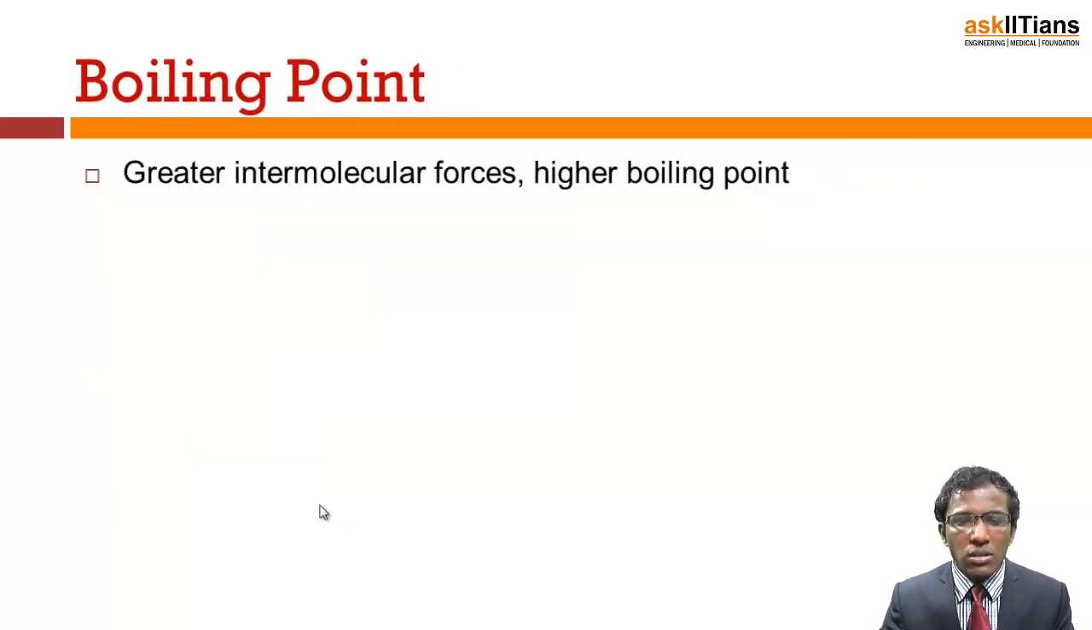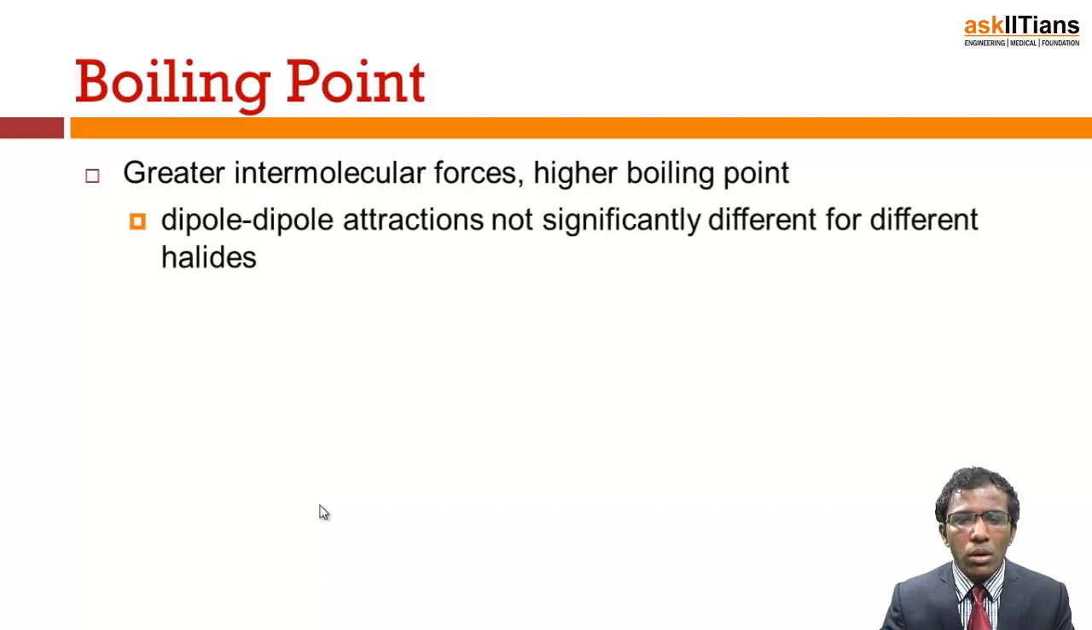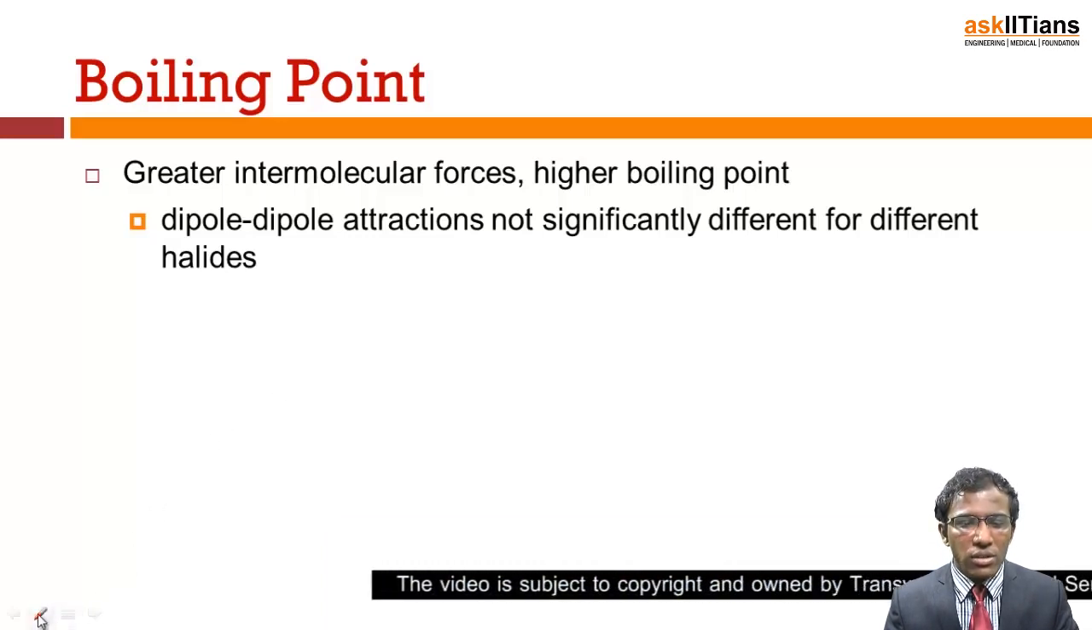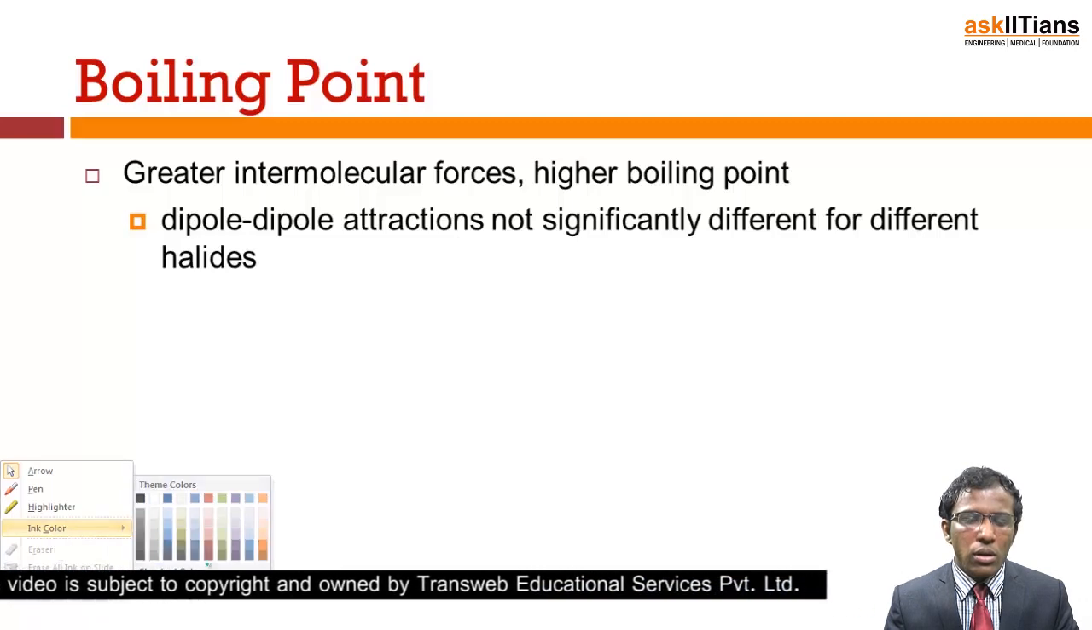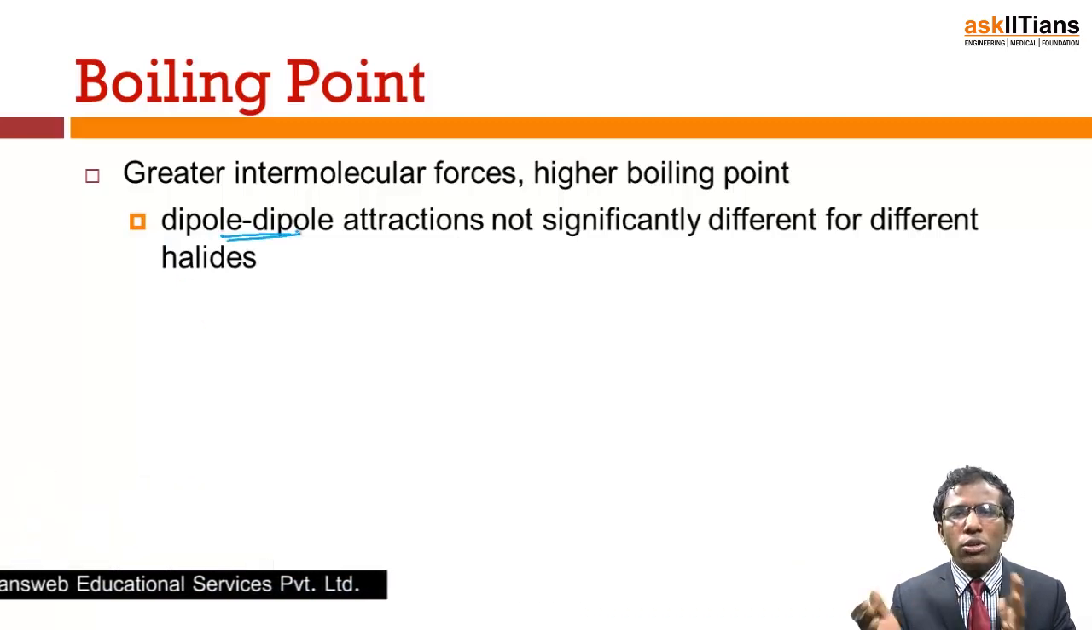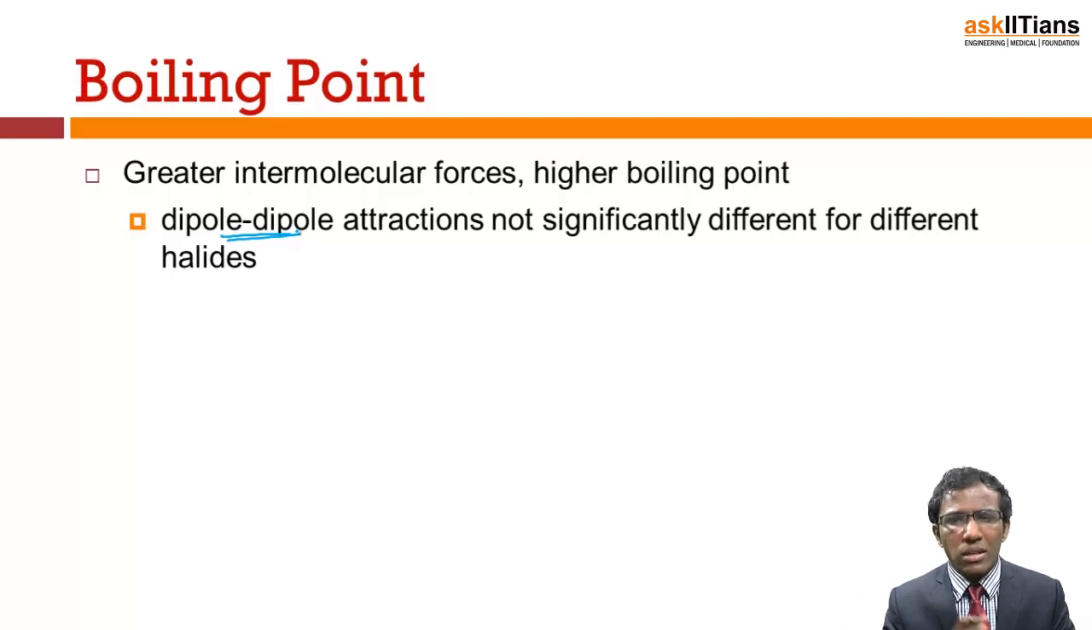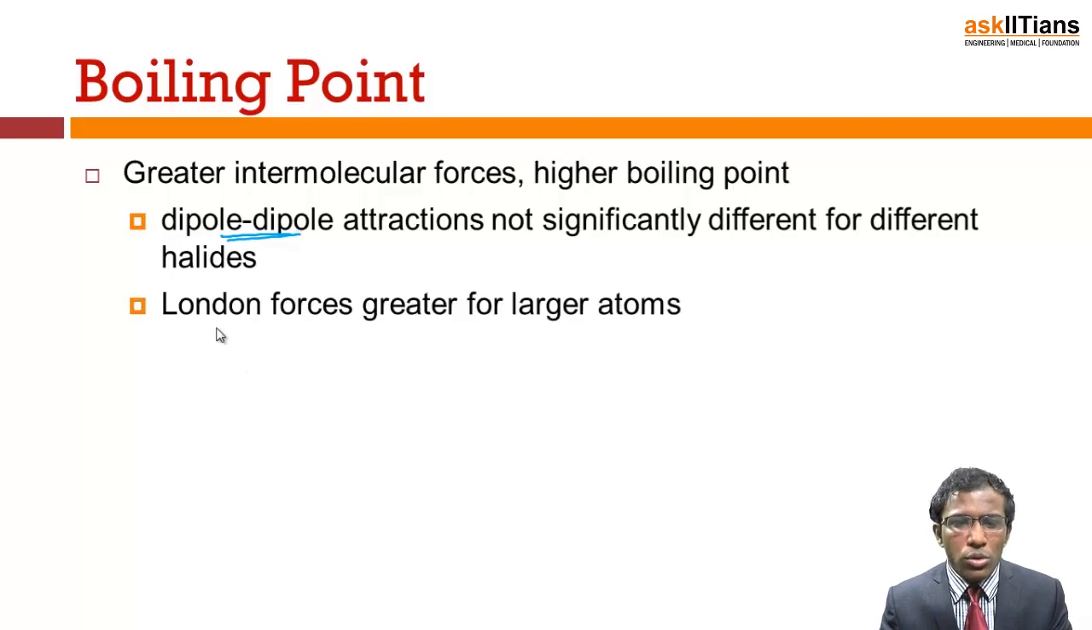And next is the boiling point. If greater are the intermolecular forces, higher will be the boiling point, because more energy, more heat you need to supply in order to break the intermolecular forces. If you go from one alkyl halide to another, the dipole attractions are not significantly different for different halides. They are varying, but only by a slight difference. But they also have London forces or dispersion forces.